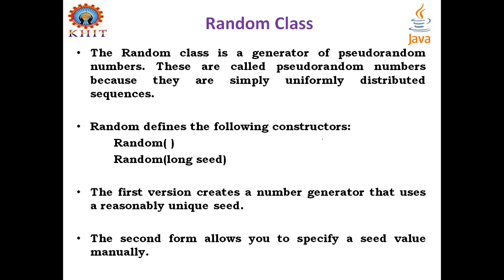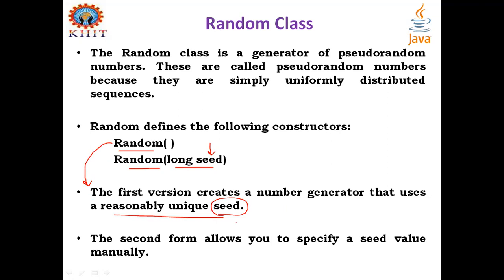Random defines the following constructors: the Random constructor, and Random with one argument. I am considering this argument as a seed. A seed is nothing but the starting point to generate this random sequence. Here it is, the first version constructor. The first version creates a number generator that uses a reasonably unique seed. Unique seed means that the generation of numbers is unique.